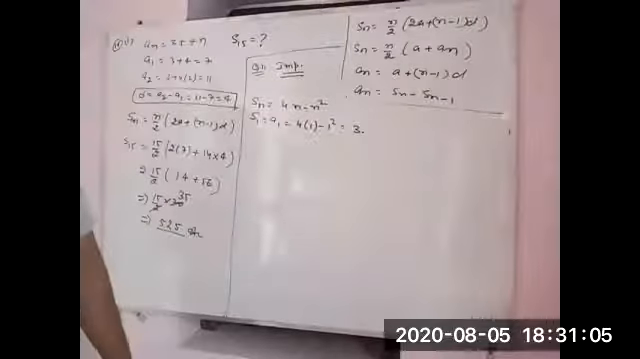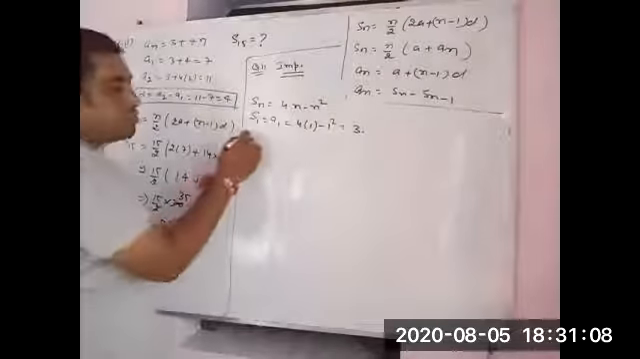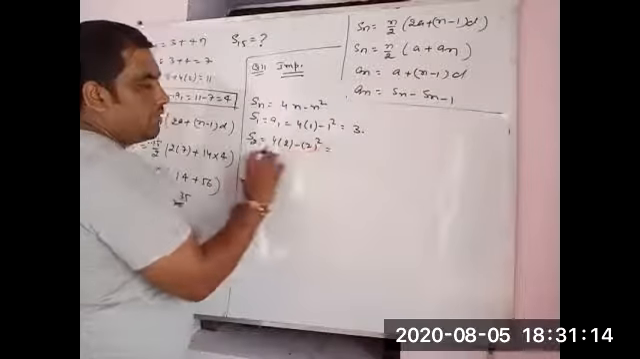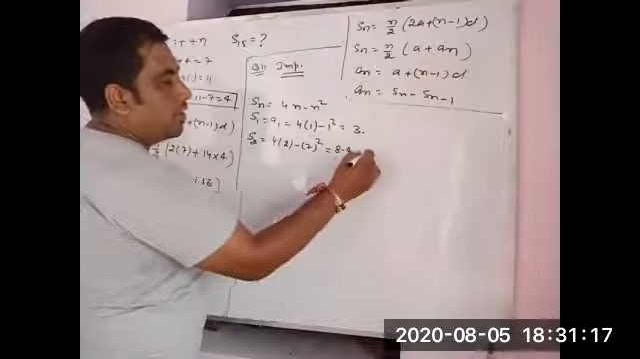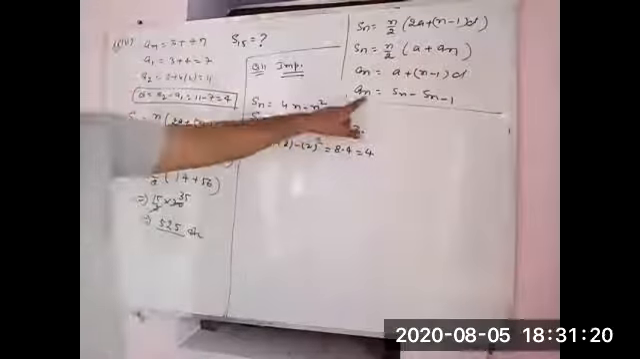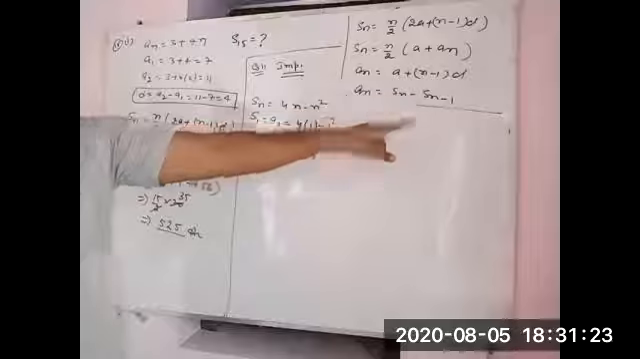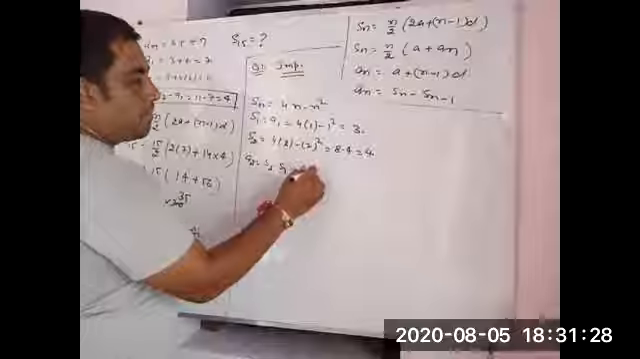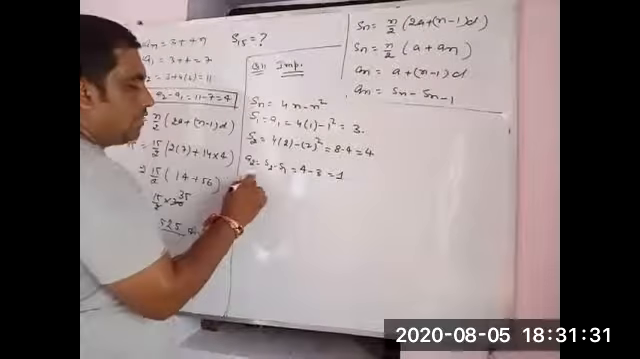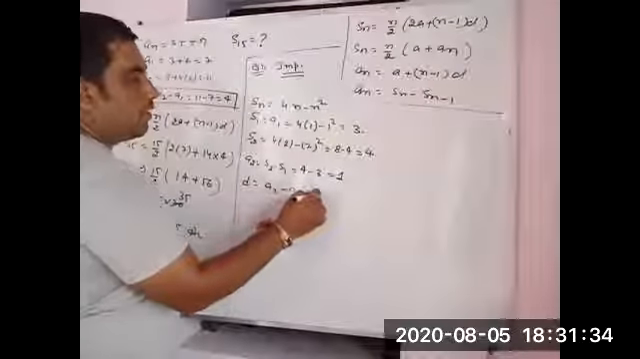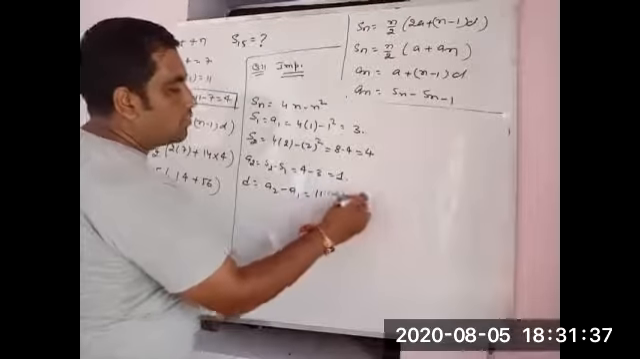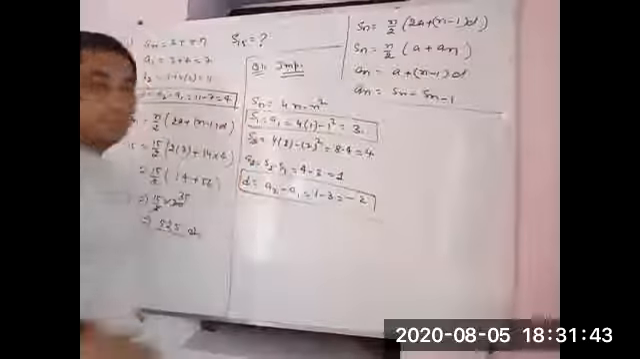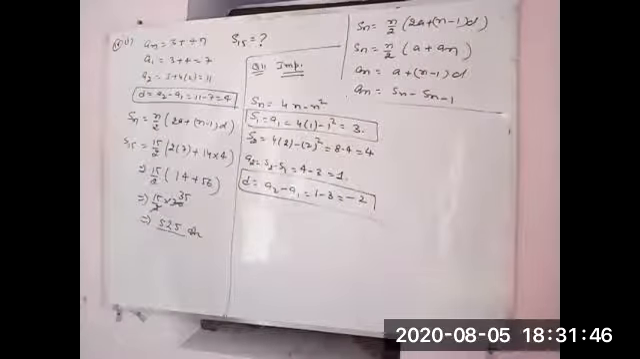Okay, now we are finding the sum of first two terms, S2. Put the value 2 here, 4 into 2 minus 2 square. What will it be? 8 minus 4, it will be 4. The last formula, an will be equal to Sn minus Sn minus 1. Means a2 will be equal to S2 minus S1. 4 minus 3, it will be equal to 1. Now d, a2 minus a1, 1 minus 3, it will be equal to minus 2. d value we got, a value we got.